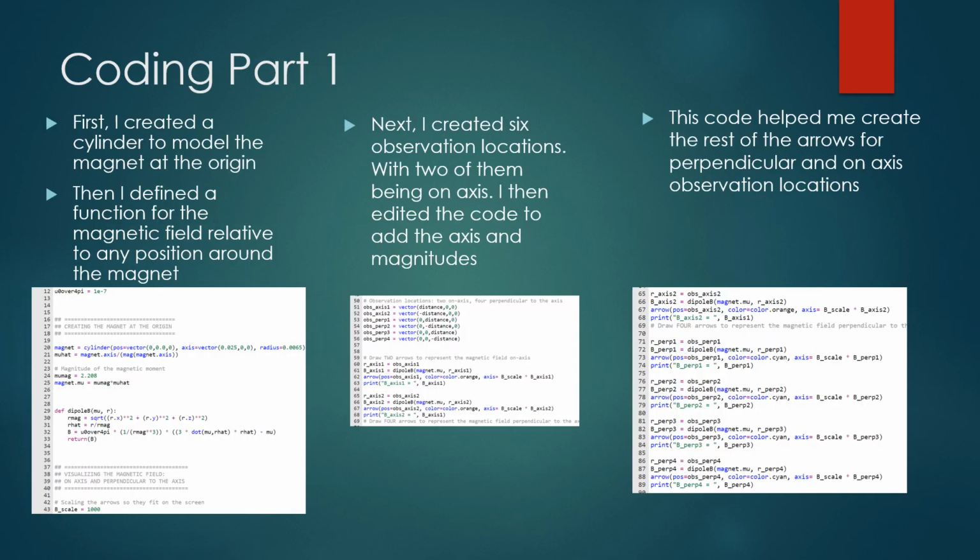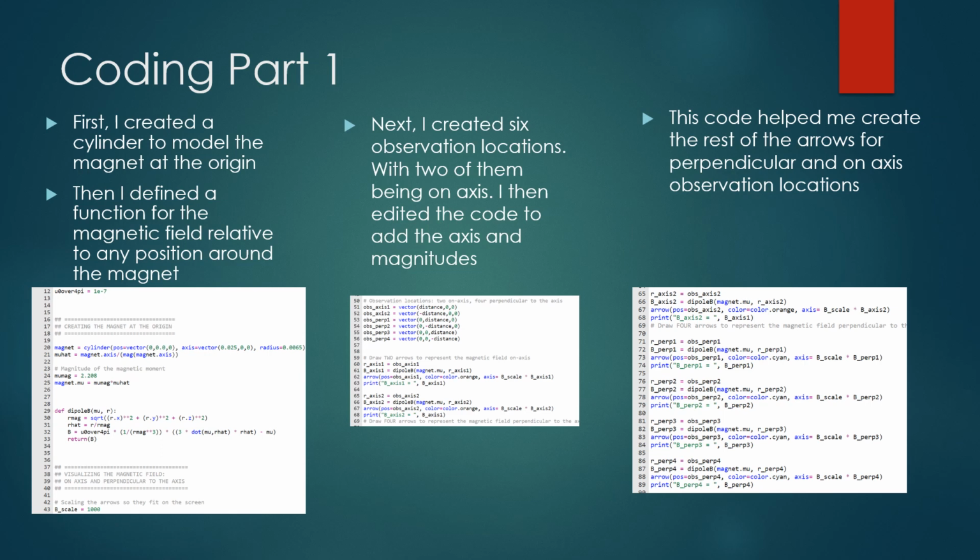For my code, I first created a cylinder to represent the magnet at the origin. Then I defined a function for the magnetic field relative to any position around the magnet, which you can see in the code on the left. In the middle, I created 6 observation locations, 2 of them being on axis and 4 of them being perpendicular.